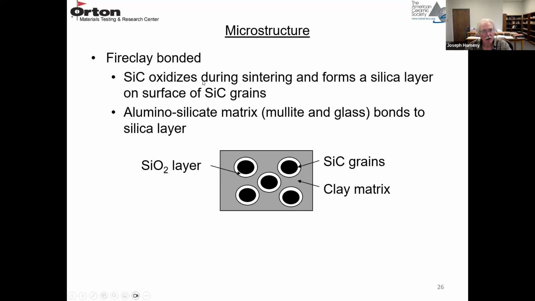So now the silicon carbide oxidizes during a sintering process. It's an oxidizing sintering process in an air atmosphere. You form this thin silica layer on the surface of the silicon carbide. And then when you have clay, your aluminosilicate matrix, you're going to end up with mullite and glass, and that forms a very good bond with the silica layer. So you have oxidized silicon carbide grains with the SiO2 layer and your clay matrix of mullite and glass.